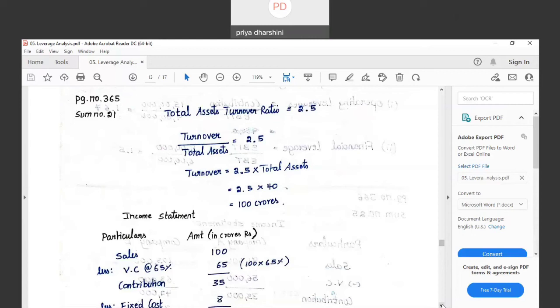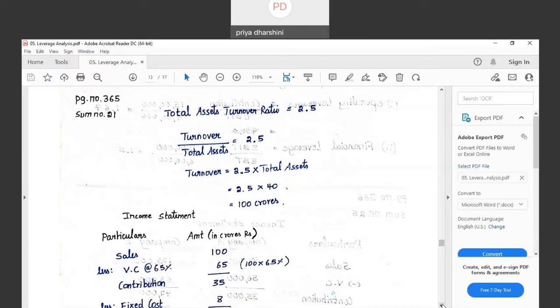How do you find earnings per share? You have to prepare your income statement. Sales minus variable cost contribution minus fixed cost EBIT minus interest EBT. So minus tax, earnings after tax, divide by number of equity shares will give you the earnings per share. So to start off an income statement, you should know sales. Have they told sales? No. Instead, they have given you the ratio of asset turnover. Total asset turnover ratio is given as 2.5.